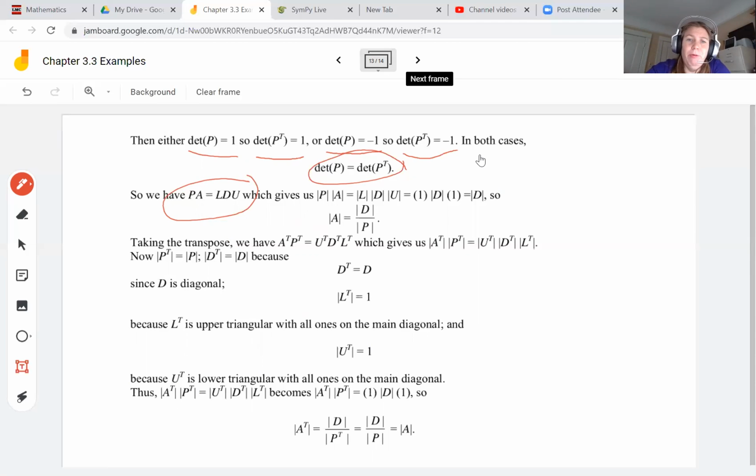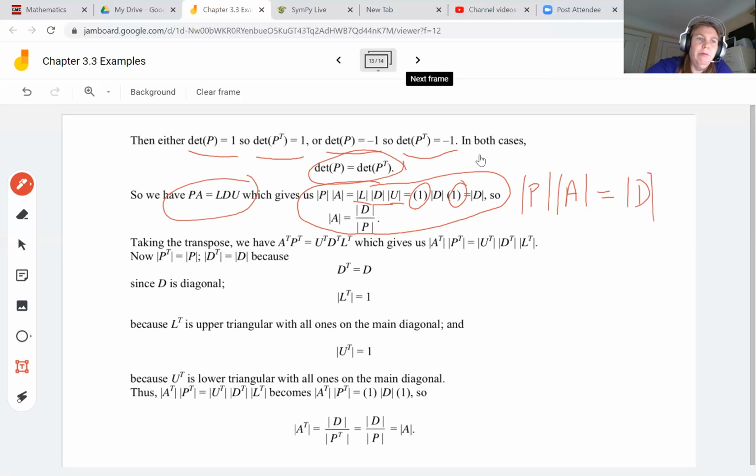So we know by products of determinants that the determinant of P times the determinant of A equals the determinant of L times the determinant of D times the determinant of U. Sorry, LDU, I said it in the wrong order. We know the determinant of P is going to be 1 or -1. On the other side, the determinant of L is 1, the determinant of U is 1, and so we're just left with the determinant of D. So determinant P times determinant A equals determinant D, and we can rearrange that: the determinant of A equals the determinant of D divided by the determinant of P.